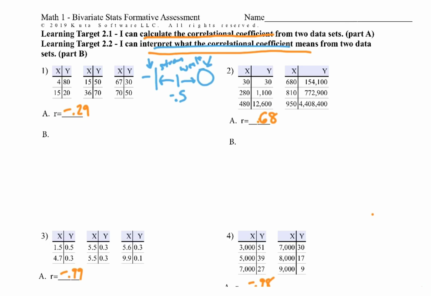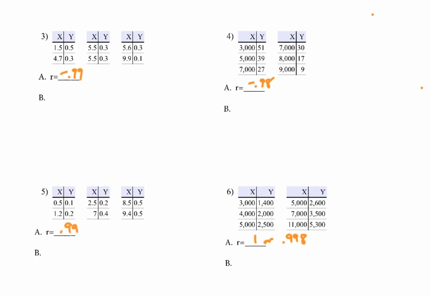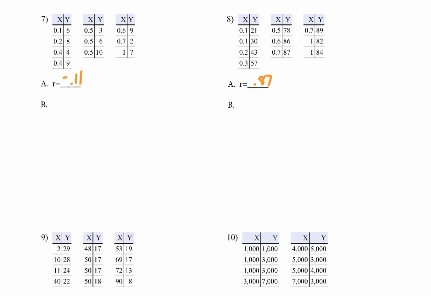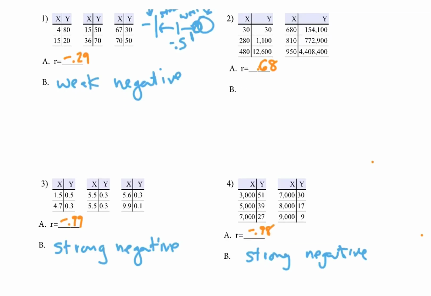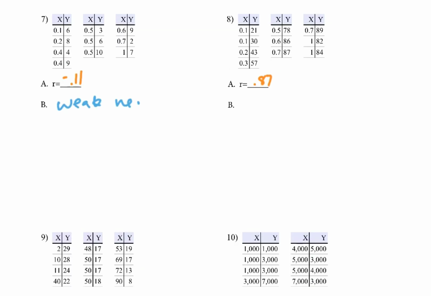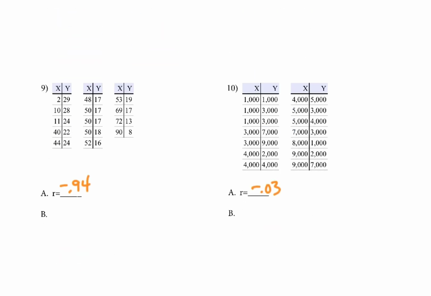So number 1 is -0.29. Okay, that's in this realm here, so it's going to be weak, but it is a negative number, so it's a weak negative. Okay, if I look at number 3, -0.99, that's basically -1, so that's going to be a strong negative, not positive. Just like number 4, -0.98, it's a strong negative. All right, then going to the other side, -0.11, that's really close to 0, so it's going to be a weak negative. And then the last two, -0.94, again close to 1, so strong negative. And -0.03, that's so close to 0, I'd probably call that no correlation. Though if you did choose to do a weak negative, that would be technically right as well.